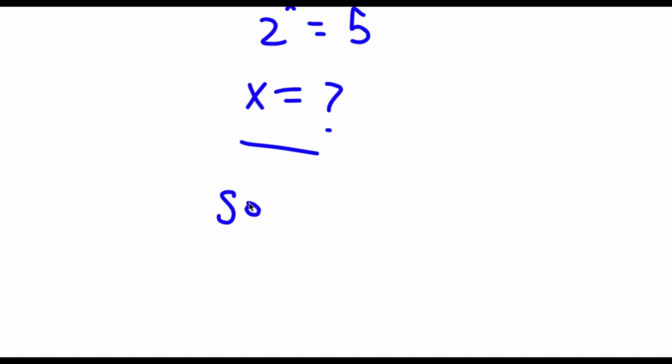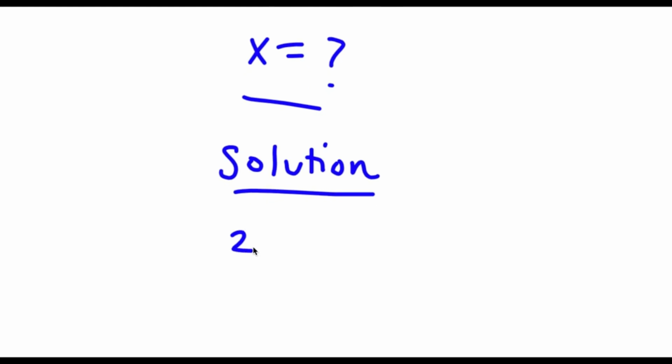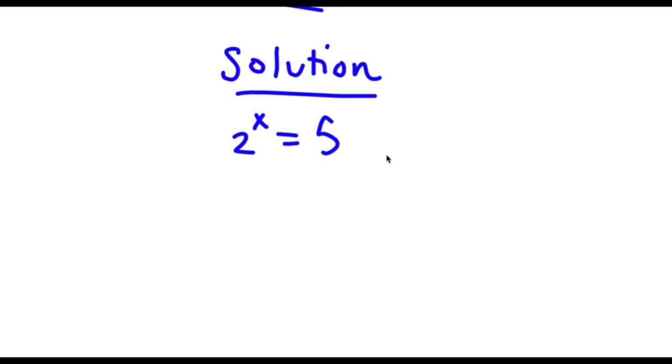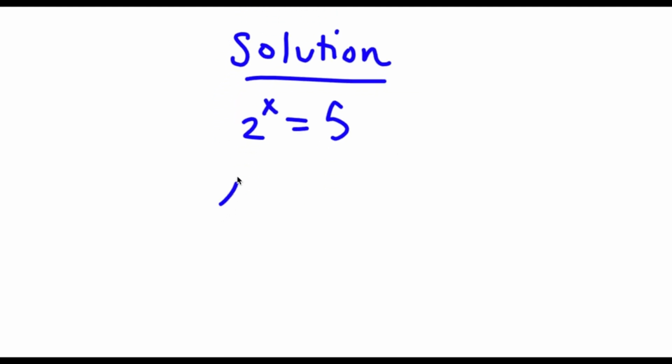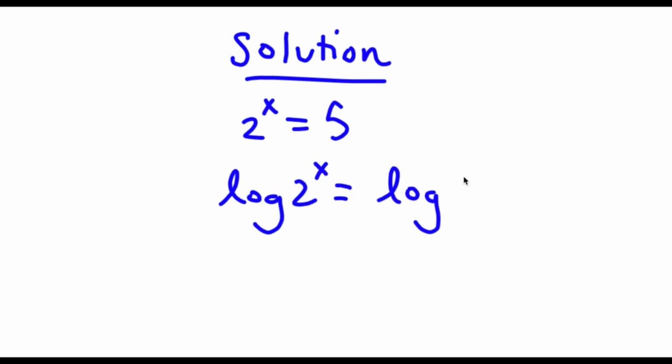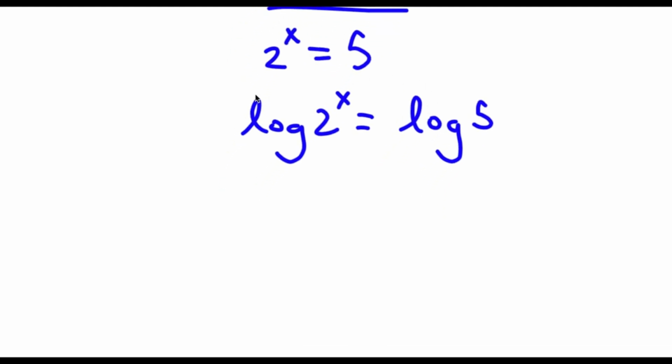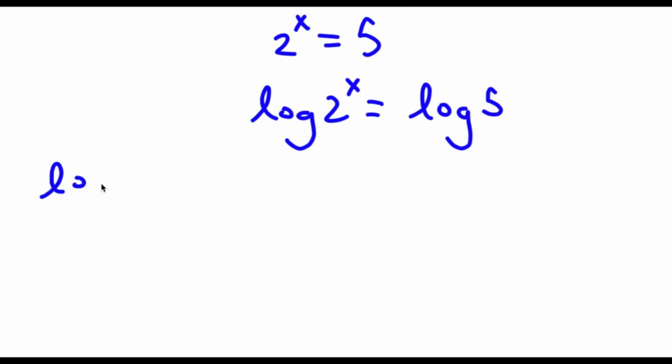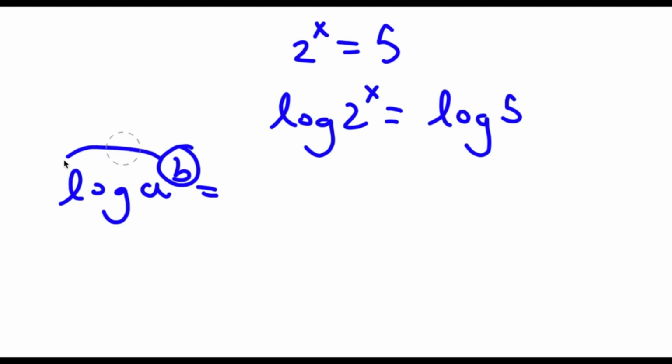So for my solution, I first start with 2 to the power of x is equal to 5. Now, I'm actually going to take the log on both sides. So now I have log 2 to the power of x is equal to log 5. Now, an important property of logarithms is that if I have something in the form log a to the power of b, I can actually move this exponent b to the front of the logarithm. So this is going to equal b times log a.